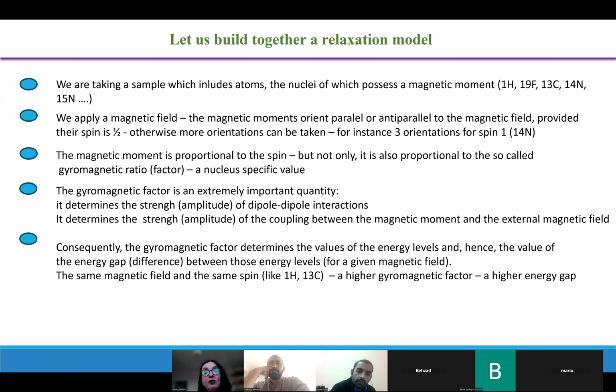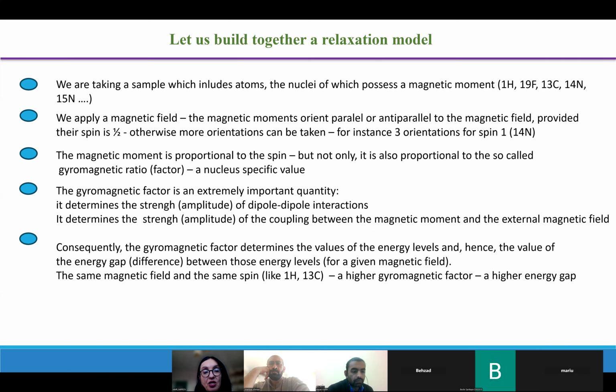As those energies are larger, also the difference between those two energies is larger. So the gap between those two energy levels is larger. If I take, for instance, carbon-13 and 1H, and both of them have spin 1/2, and I apply the same magnetic field, the gap between the two energy levels, corresponding to the parallel and anti-parallel orientation, will be larger for 1H because of the gyromagnetic factor.